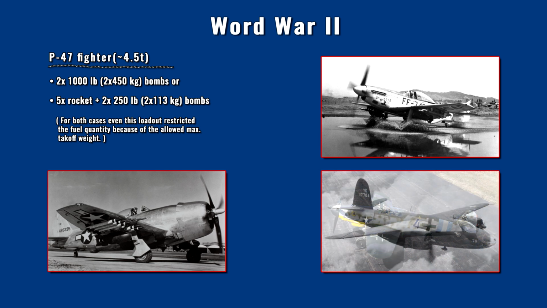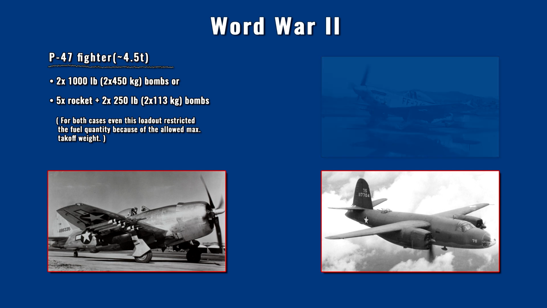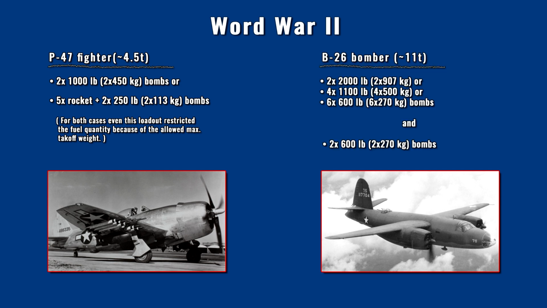By comparison, the B-26 Marauder medium bomber could carry a 2.5 tons bomb load in bomb bays, but this feature required a nearly 11 tons airframe and multiple engines. From the two bomb bays, the forward one carried 2 900 kg or 4 500 kg bombs or 6 270 kg bombs. In addition, the rear bay could hold 2 122 kg bombs.